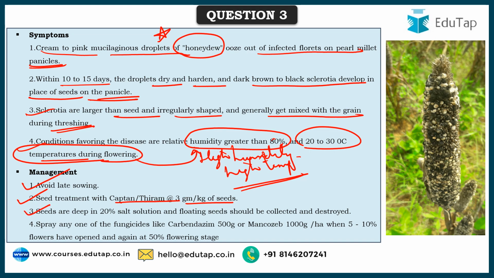Seeds are dipped into 20% salt solution, and floating seeds should be collected and destroyed, because the floating seeds means no life. Spray any of the fungicides like carbendazim 500 grams, mancozeb 1000 grams per hectare when 5 to 10% of the flowers have opened, and again at 50% flowering stage. So two sprayings should be done which can control this disease.